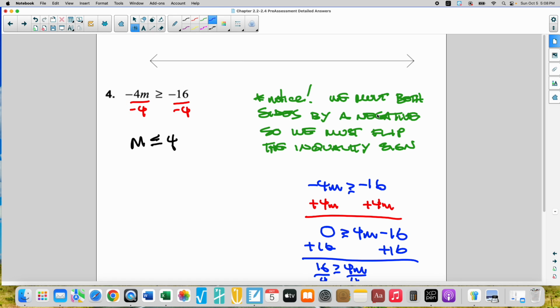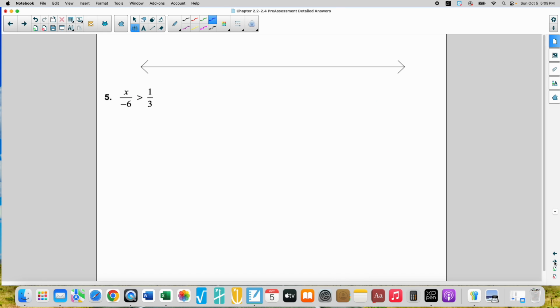You can just remember this, that whenever we multiply or divide, sorry, I was so eager to divide by a negative that I called it multiplied. Whenever we multiply or divide both sides by a negative, we're going to graph it. We're going to 0. We'll do 4. We'll have a closed circle, and we're going to go to the left. So that is the most important thing whenever anything is multiplying or dividing both sides, we have to remember that.